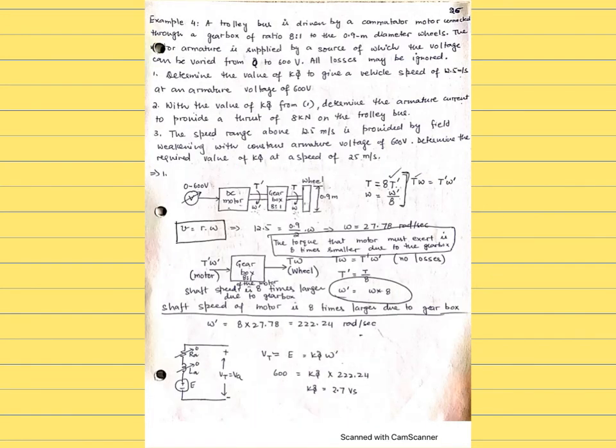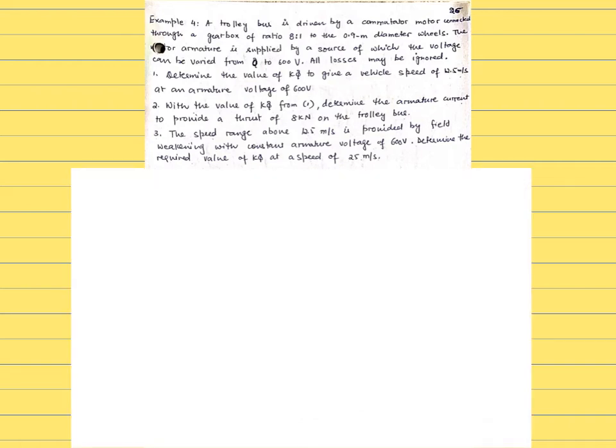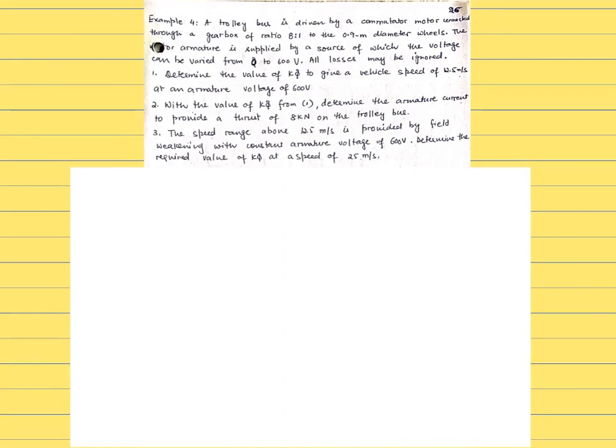Okay, so here is an example now. Let's look through it. This example has a trolley bus that's driven by a commutator motor connected through a gearbox of ratio 8 to 1 to a 0.9 meter diameter wheel. So how the system is: first, there is a motor, the commutator motor, which for the time being you're just going to assume is a DC motor. That's the DC motor here, connected through a gearbox. So here is the gearbox.